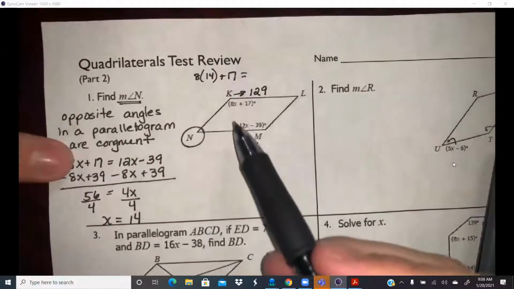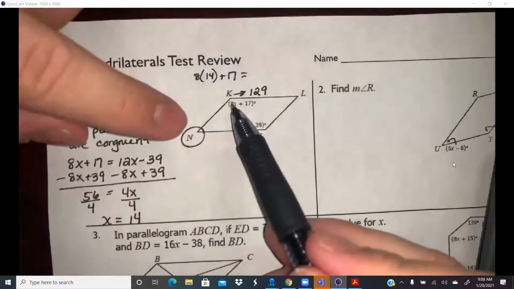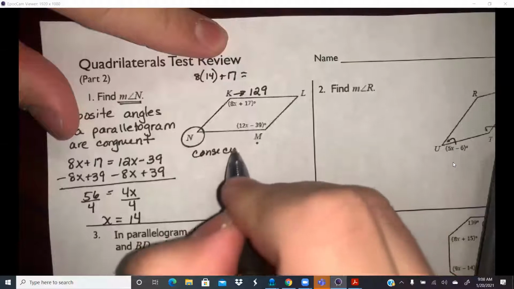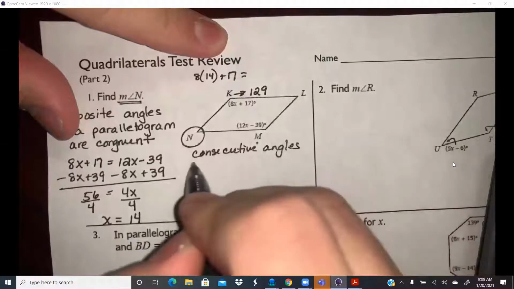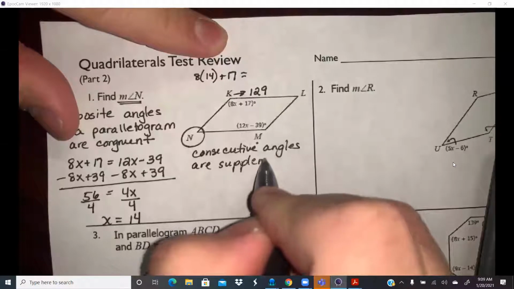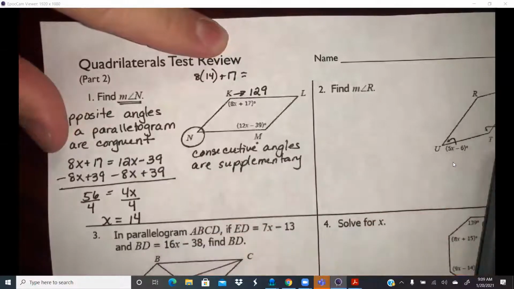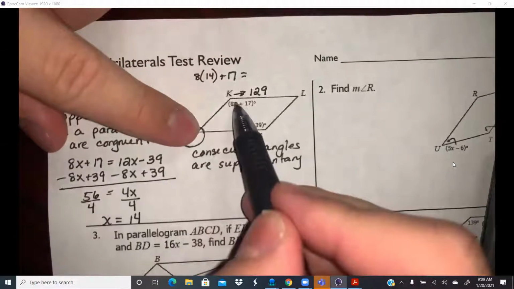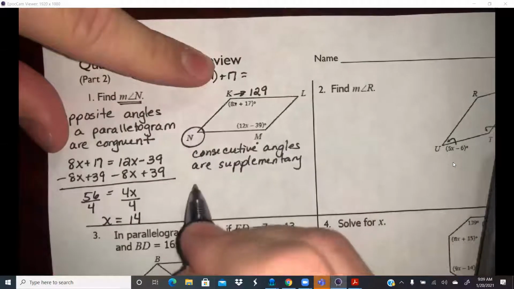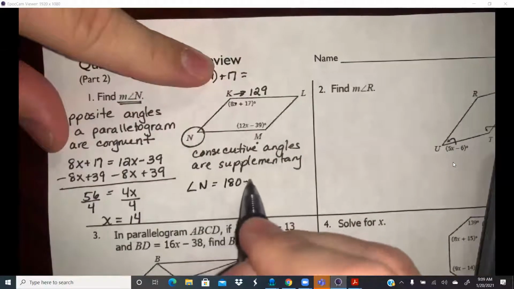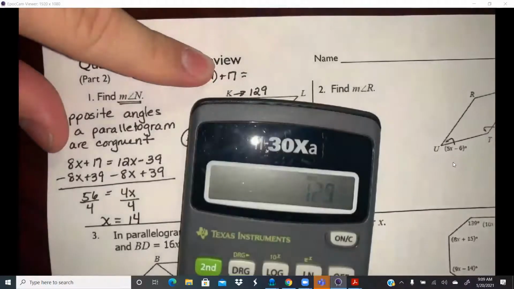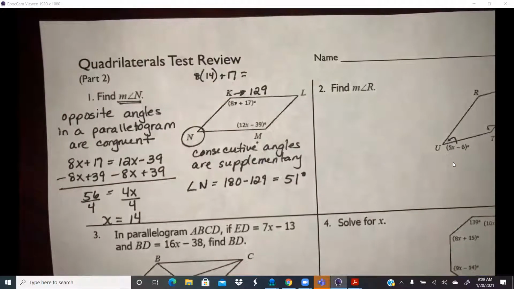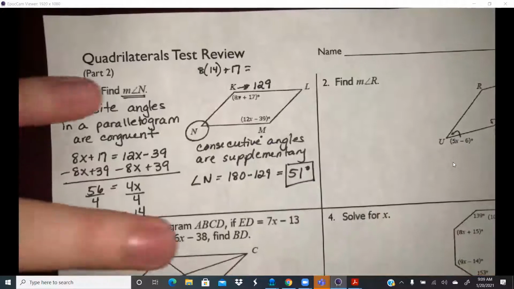Now, the other thing you guys have to remember with parallelograms is that when you have angles that are consecutive, let me write that down. Consecutive angles are supplementary. Okay, so if I have consecutive angles are supplementary, I essentially can go ahead and say, okay, well, these two angles are going to add up to 180. So if I want to know the measure of angle n, it's just going to be 180 minus 129. And when I subtract those out, I end up with 51 degrees. Okay, so that's the answer for number 1.